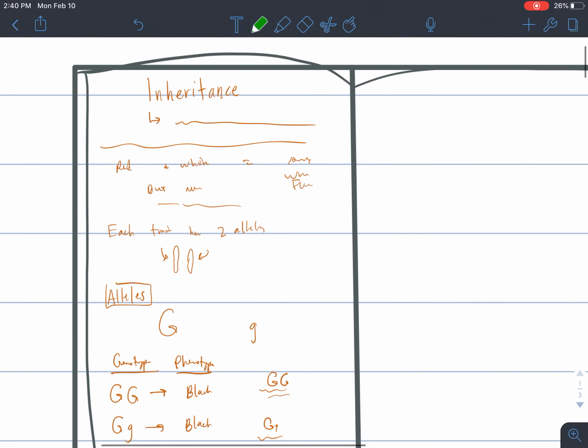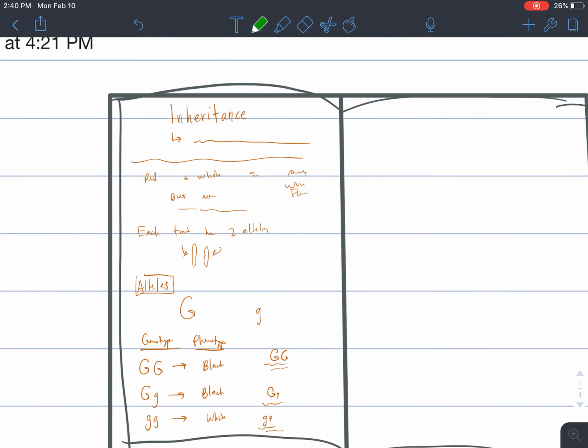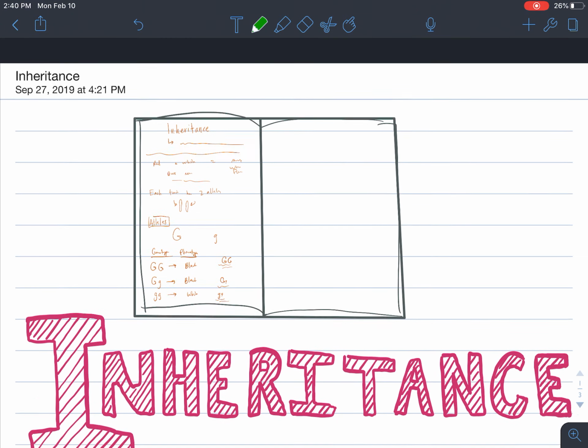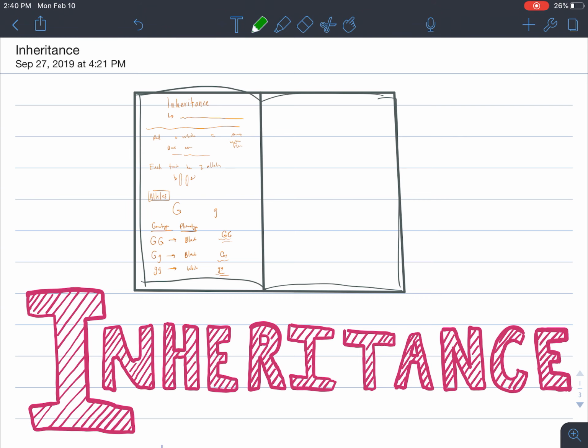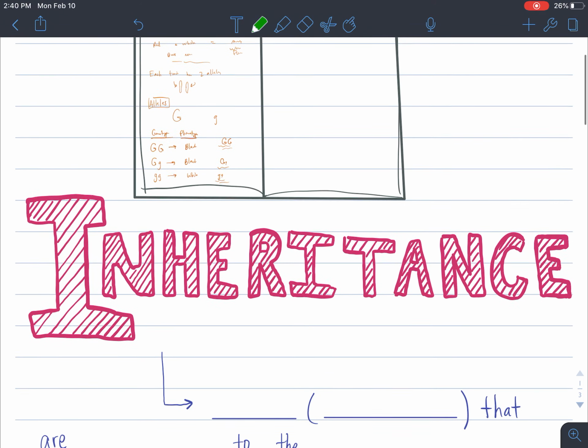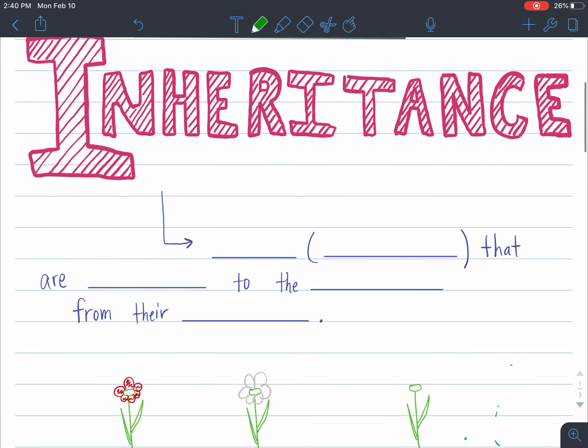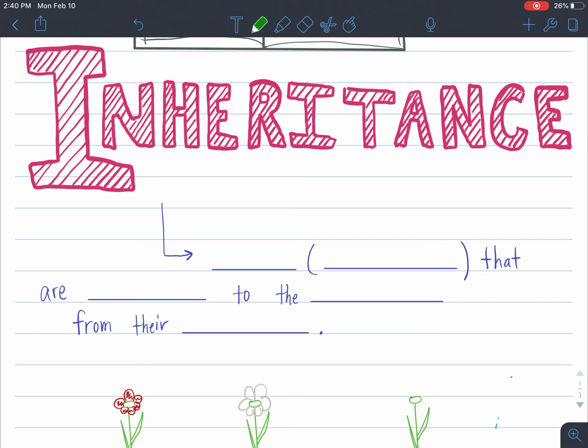We need to title this page Inheritance and get it all ready to go as we learn about how alleles give us our traits that we inherit. So, this idea of inheritance, if we were to define it, we would say inheritance is essentially traits that are passed to the offspring or the babies from their parents.